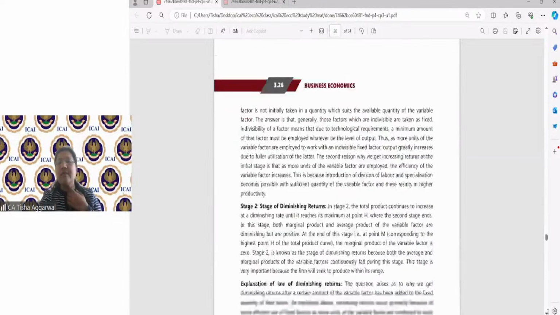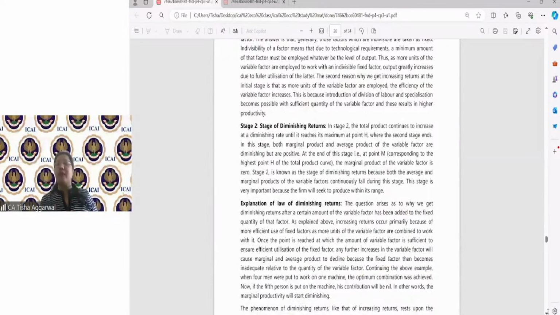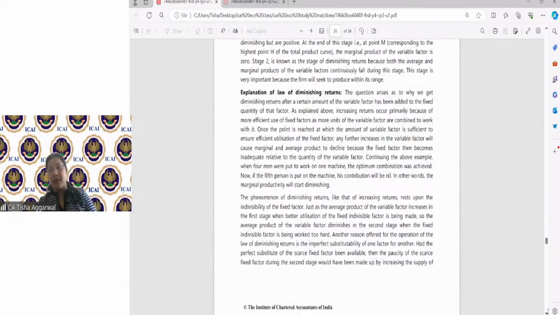Second is the stage of diminishing returns. The stage of diminishing returns is when the maximum point is reached, when the total product becomes the maximum product. This is where the stage ends, and here both the marginal product and the average product are diminishing, but are positive. In this case, the variable factors have been added, but now, primarily because many people have started working, the proper utilization of resources is not taking place. Maybe on one machine you are putting 10 members, they are not able to get the benefit.